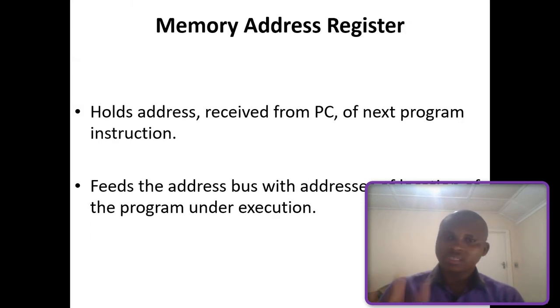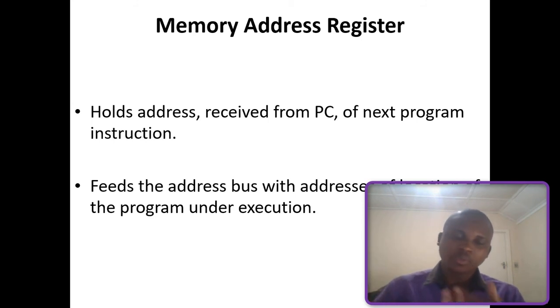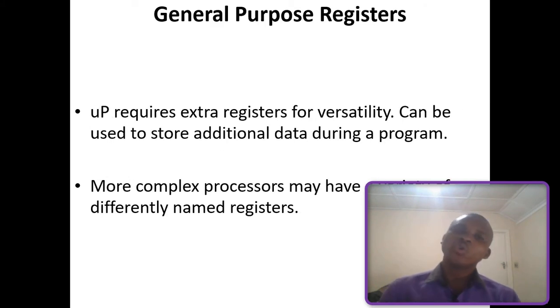Then we have the memory address register. It holds addresses, which it receives from the PC, of the next program instruction. The address of the next program to be executed will be in the memory address register, which feeds the address bus with the addresses of the location of the program under execution. I think it is clear. For the general purpose registers, I've already explained about these. The microprocessor requires extra registers for versatility, for you as a programmer to do what you want.